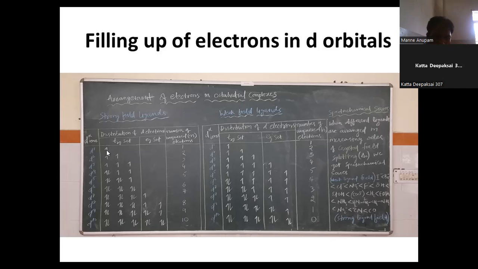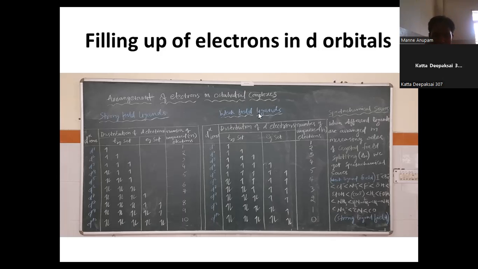Now here we see one unpaired electron, two unpaired electrons, three unpaired electrons, then two unpaired electrons, one unpaired electron. Here unpaired electrons are 0, all are paired up. So wherever unpaired electrons are there, they are paramagnetic. Wherever there are paired electrons, it is diamagnetic. This is in the case of strong field ligands.